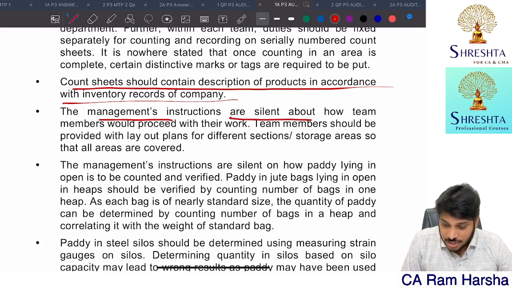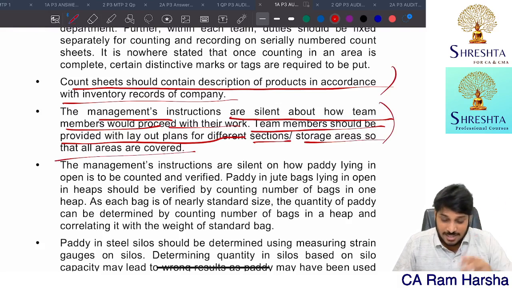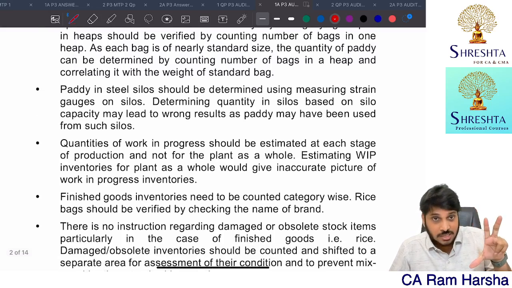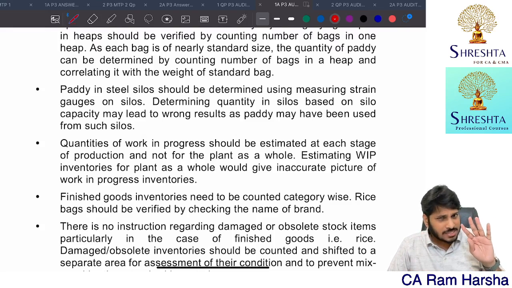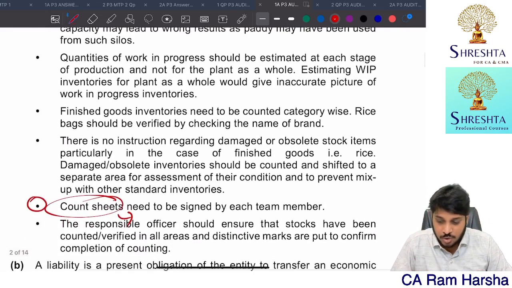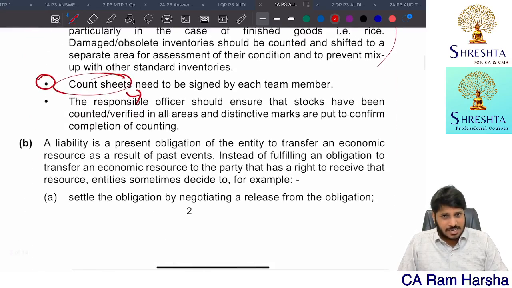The management instructions are silent about how team members will proceed with the work. Team members should be provided with the layout of the plans of different sections of storage areas. So this and all, out of the box, you can't even think. That's why, based on the given answer, try to identify whatever answer that you can develop. I think we concretely developed 4 points, and 1 point regarding obsolete goods and all. That you write. Better, give a single reading of this entire answer.